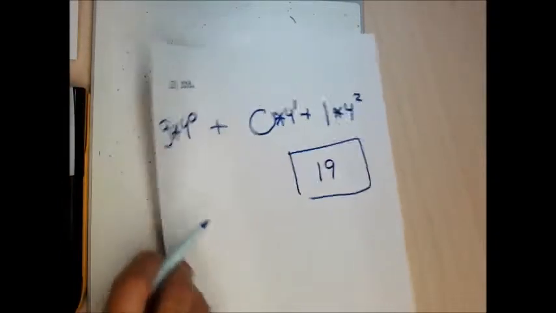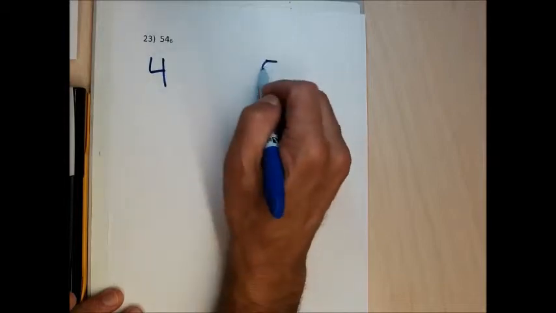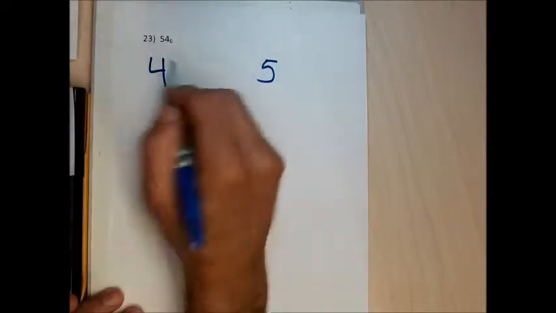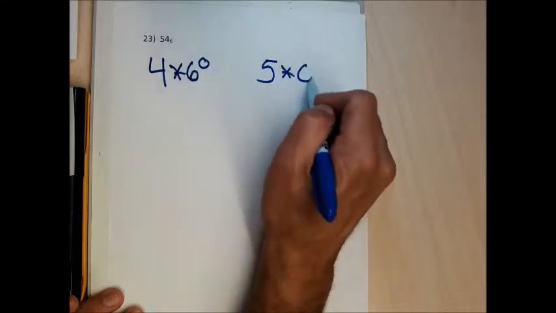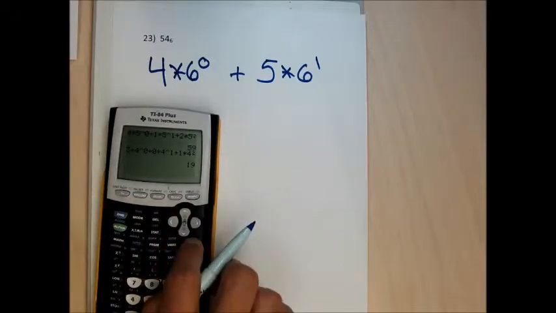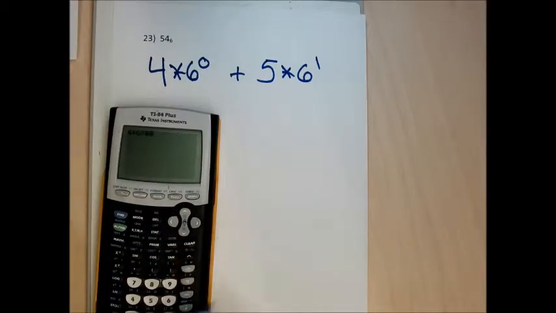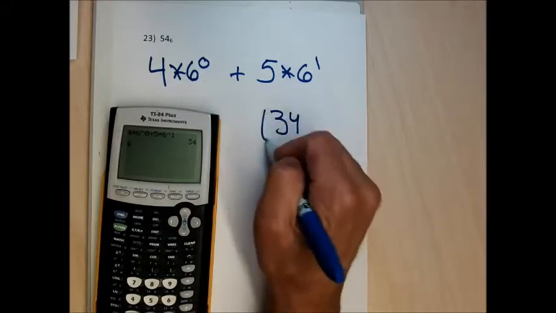Last one of going the easy way, to change 54 base 6 into base 10, I write the number backwards, so I write it as 45. I multiply by 6 to the 0. I multiply by 6 to the 1. I put a plus sign between. Break out my calculator. 4 times 6 to the 0 plus 5 times 6 to the 1. And I get, for an answer, 34.